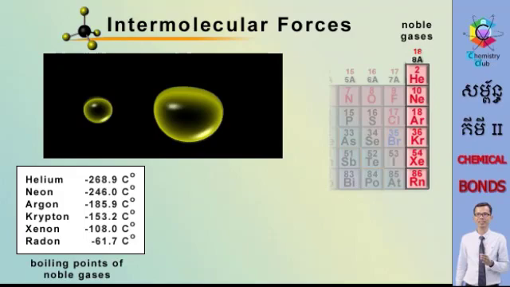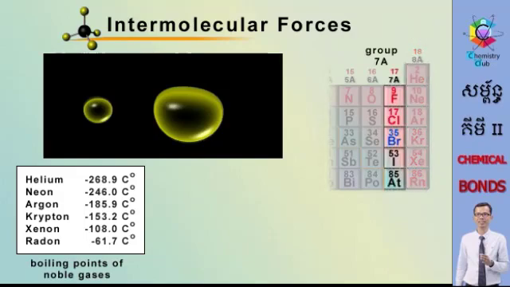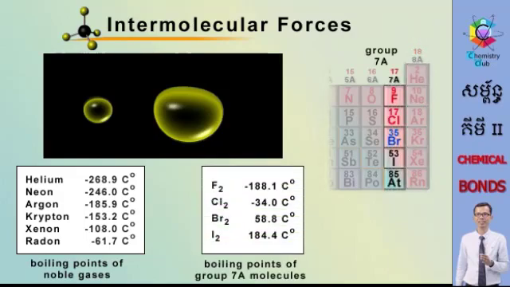This allows the electron cloud of larger atoms to form instantaneous dipole-induced dipole pairs more easily, which means that the attractive forces are increased. This leads to an increase in boiling point for larger atoms. The same trend can be seen in the diatomic molecules formed by group 7A elements, such as fluorine and chlorine.